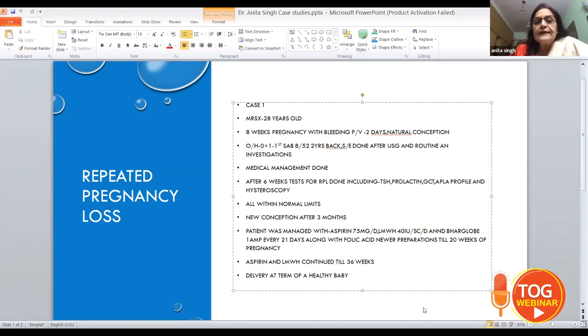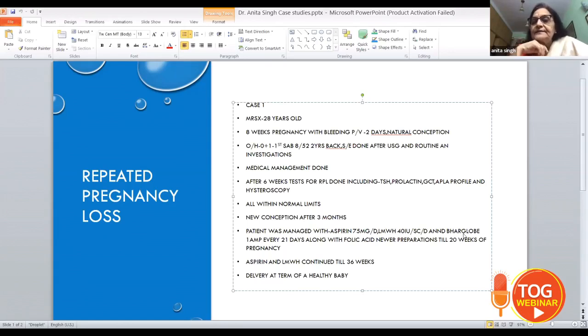Then I added injection LMWH 40 international units daily, and along with that I also gave her arginine sachets, 1 gram morning and evening. I continued with aspirin, and started LMWH and arginine, and along with that I also gave her this immunoglobulin serum, and I asked her to take it every 21 days and continue.